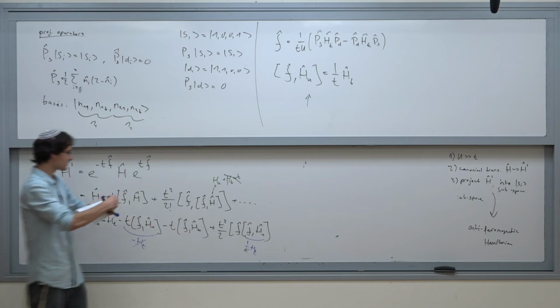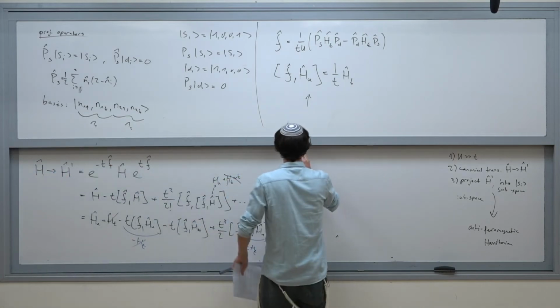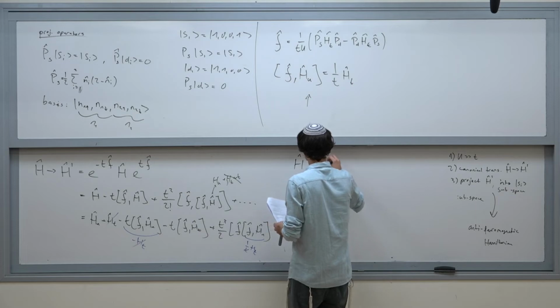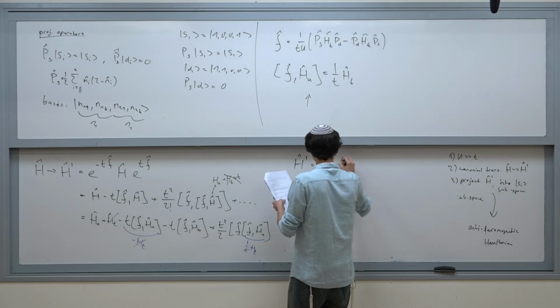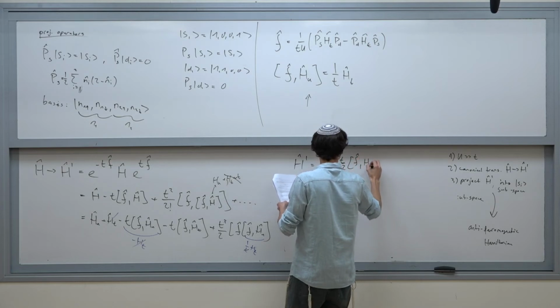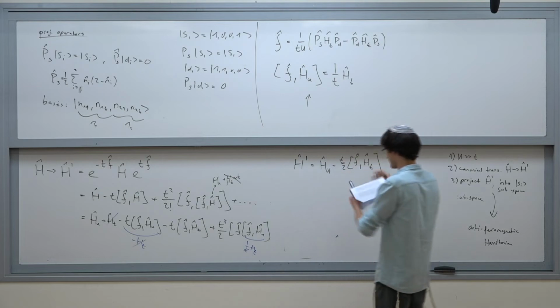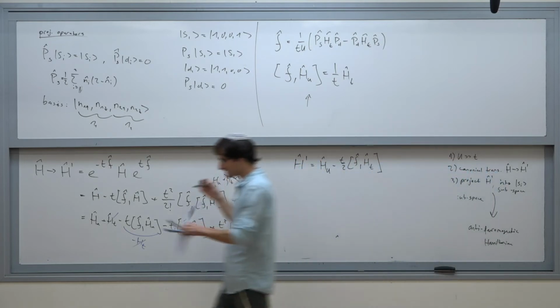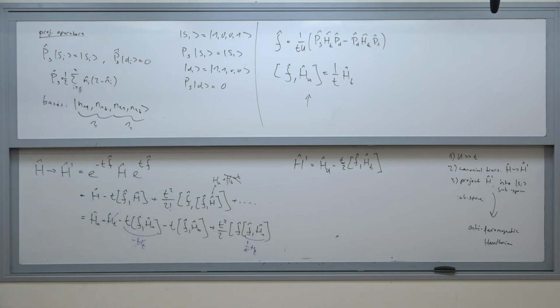Right? So in total, you get that H prime is equal to HU minus T over 2 times the commutator of F and HT. Much nicer way to write the Hamiltonian. Okay?